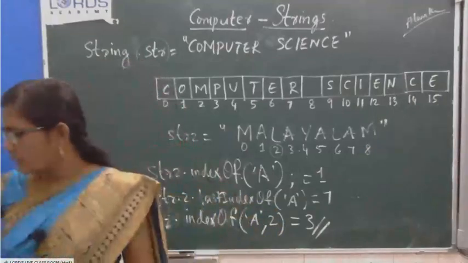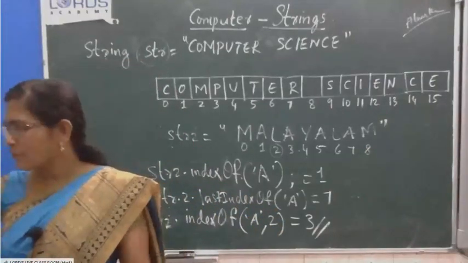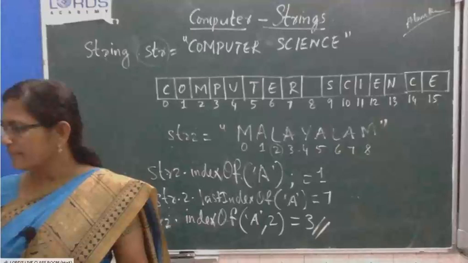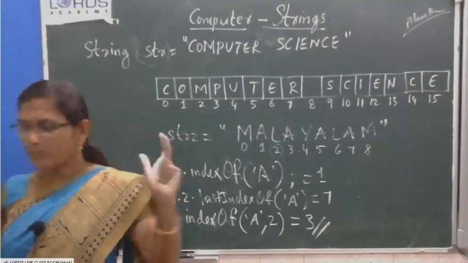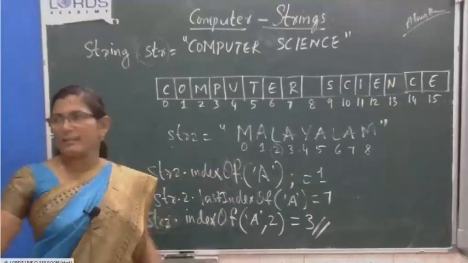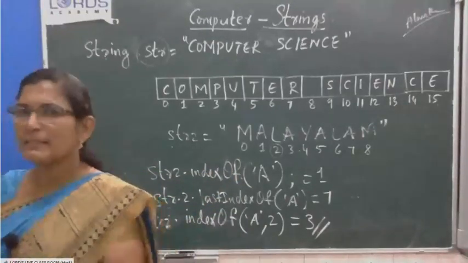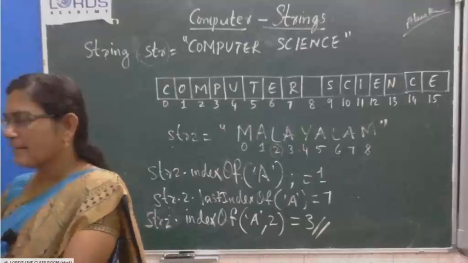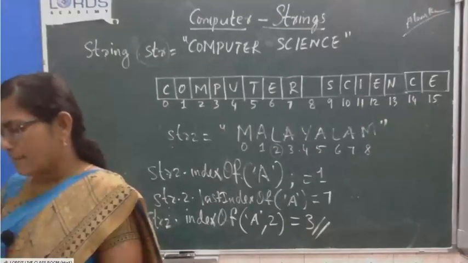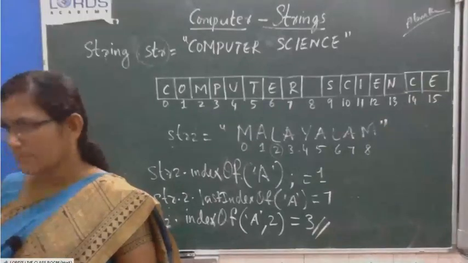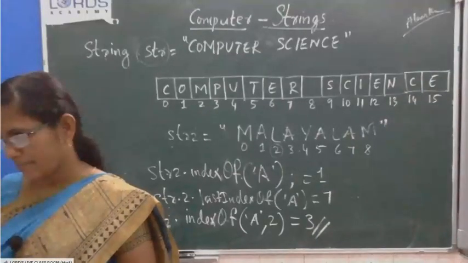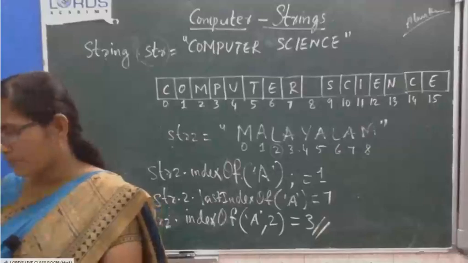Now, we are moving on to one more method. Today, how many methods did we study? Length method, charAt method, indexOf with 3 different versions. So, 5 methods we have studied, isn't it? Now, one more method. Is it the time to wind up? 3 more minutes.